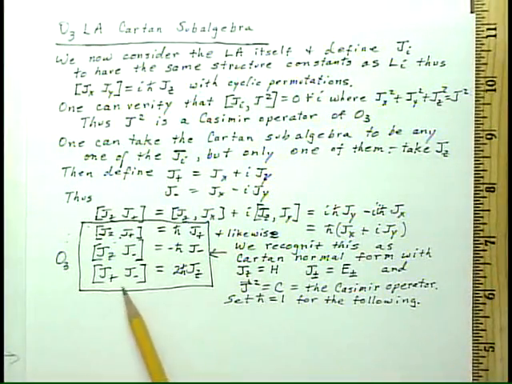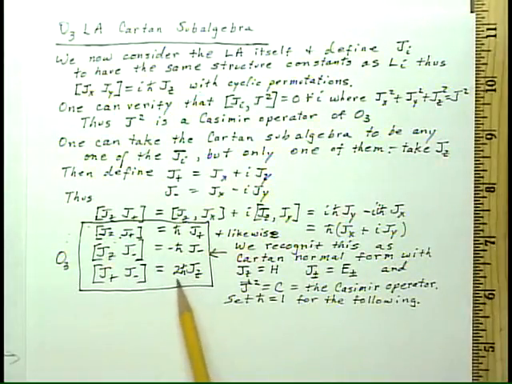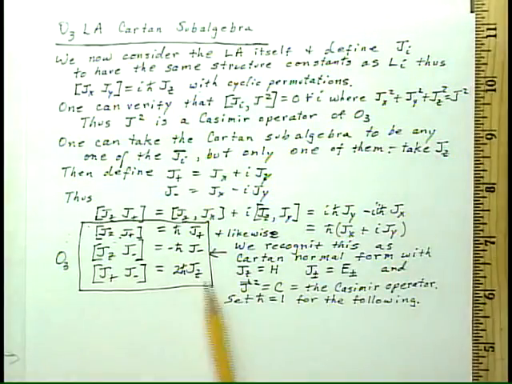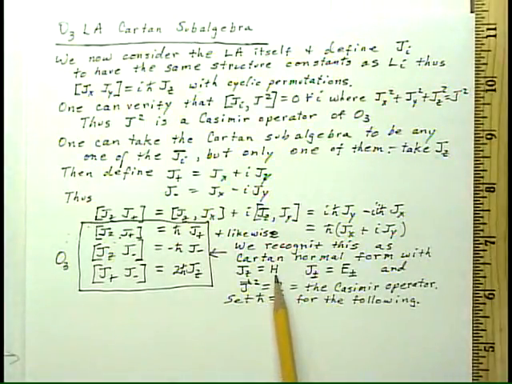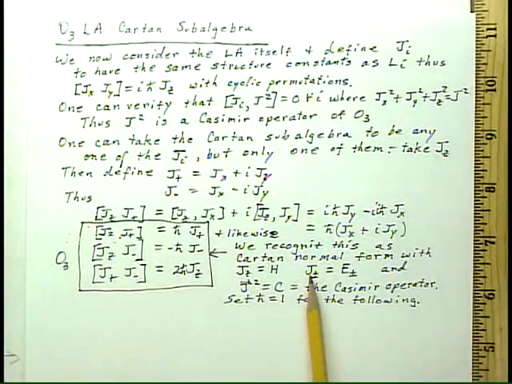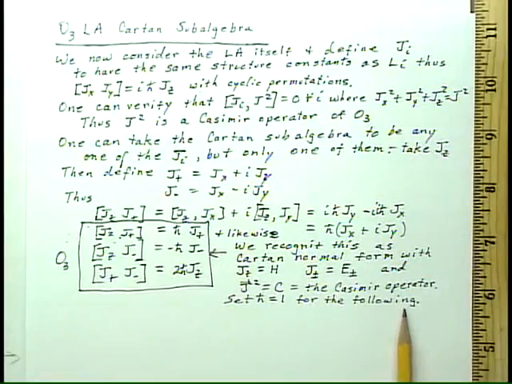The commutator between the two of these, J plus and J minus, is then easy to show is 2ħ times Jz. And we recognize this as the Cartan normal form, with our Jz equal to our H operator that we've discussed before. Our J plus and J minus are our E plus and E minus, and our J squared is equal to C, the Casimir operator, where we will set ħ equal to 1 for the following work.